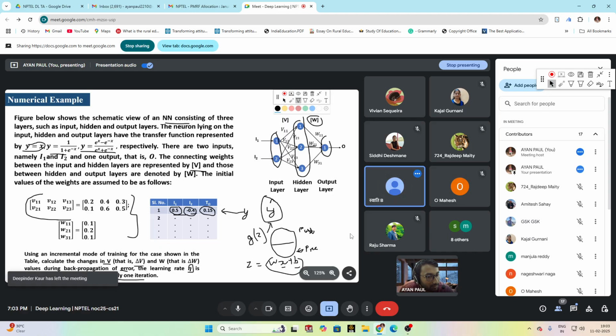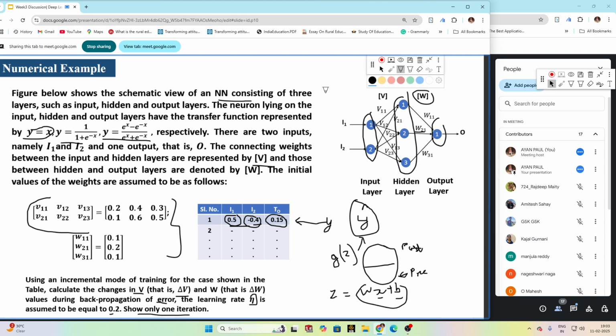But that depends on how many iterations we perform. This is one iteration, and then again you have to perform it again and again to get the desired output. Our goal is to reach the minimum loss. So for that you have to see how many iterations we will take.